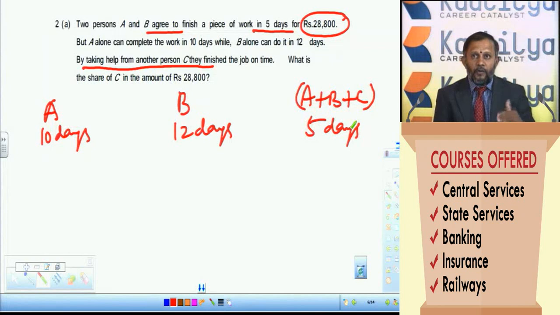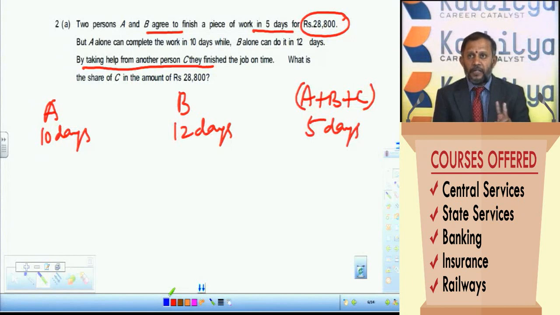So A alone can do the work in 10 days. B alone can do the work in 12 days. But with the help of C, A, B, C together completed the work in 5 days. And the question is, what is the share of C? Before going to the problem in detail, first of all you have to get an idea. We have to recollect the concept.